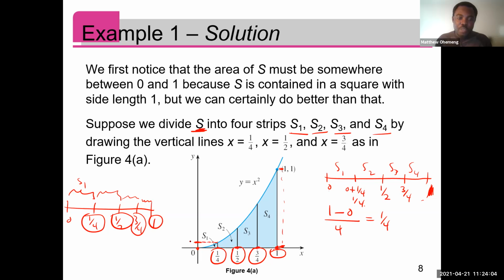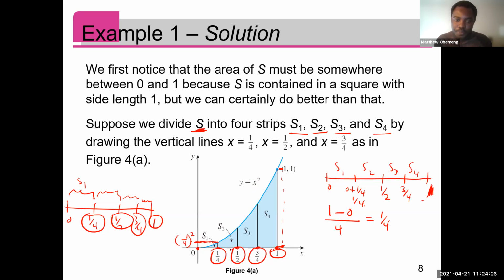Now, how do we get this point? Well, don't forget that the curve is y equals x squared. So if you want to get this point, since you are using 1/4 to project that height, then that height will be what? 1/4 squared, right? So we use this rectangle to approximate the what? This S1.